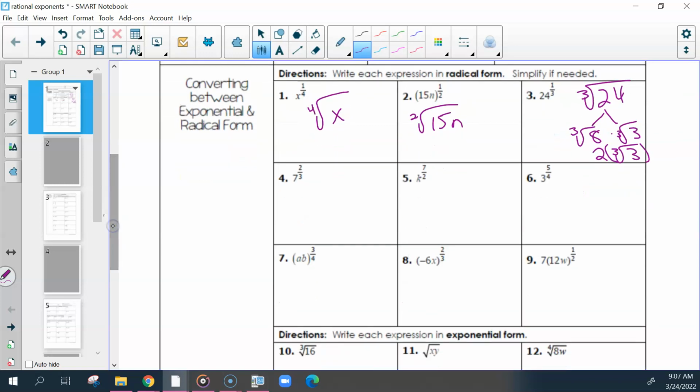7 to the 2/3. The cube root was 7 squared, and then we became 7 squared to 49. 49 we could not simplify more because the only factors of 49 are 1, 7, and 49. So there's no groups of 3. That would stay the same.